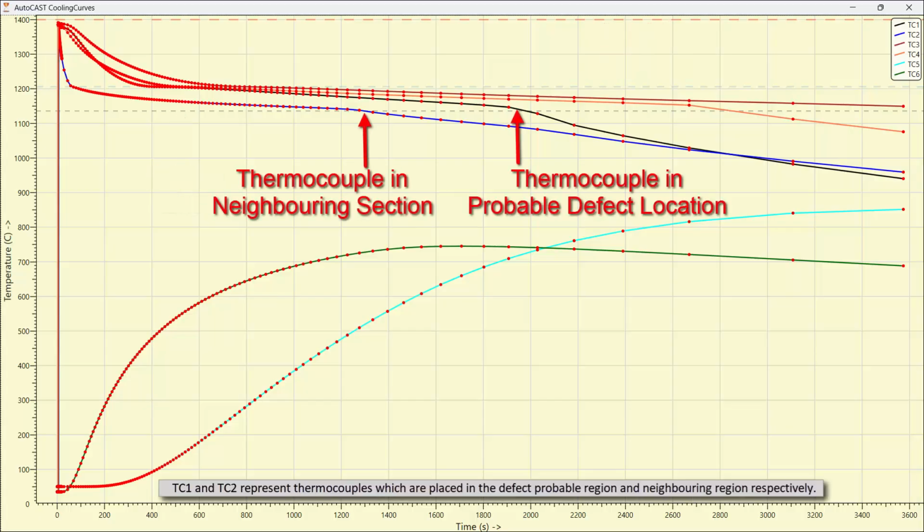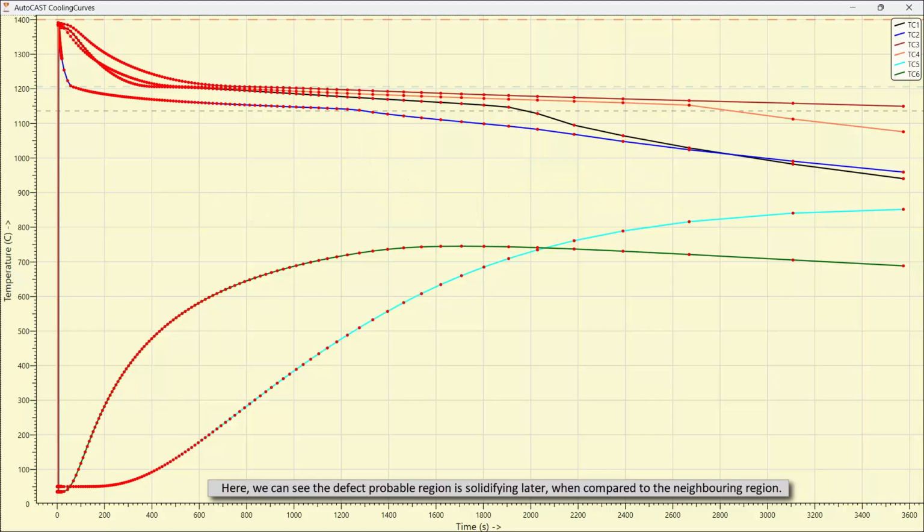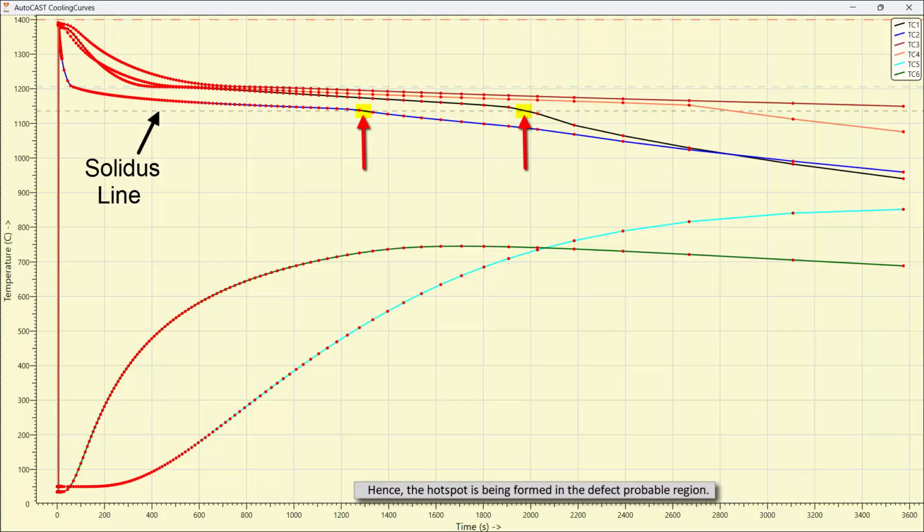TC1 and TC2 represent thermocouples which are placed in the defect probable region and neighboring region respectively. Here, we can see the defect probable region is solidifying later when compared to the neighboring region. Hence, the hotspot is being formed in the defect probable region.